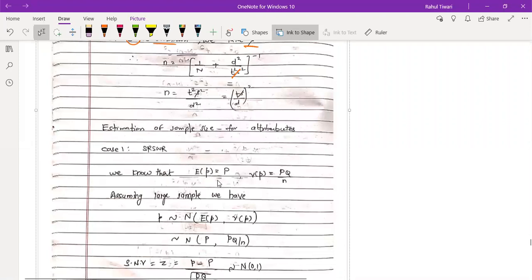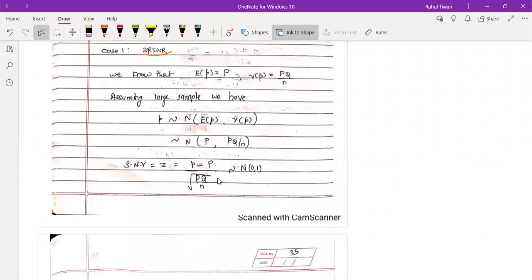Now the same derivation you have to do for attributes. So that was under WR, WOR. Now the same derivation has to be done under attributes. So again I have to consider two cases. WR, we know these two quantities, as we have just seen in the last class. Expected value of small p is equal to capital P. Variance of small p is equal to PQ upon n. So again this small p follows normal with this mean and variance.